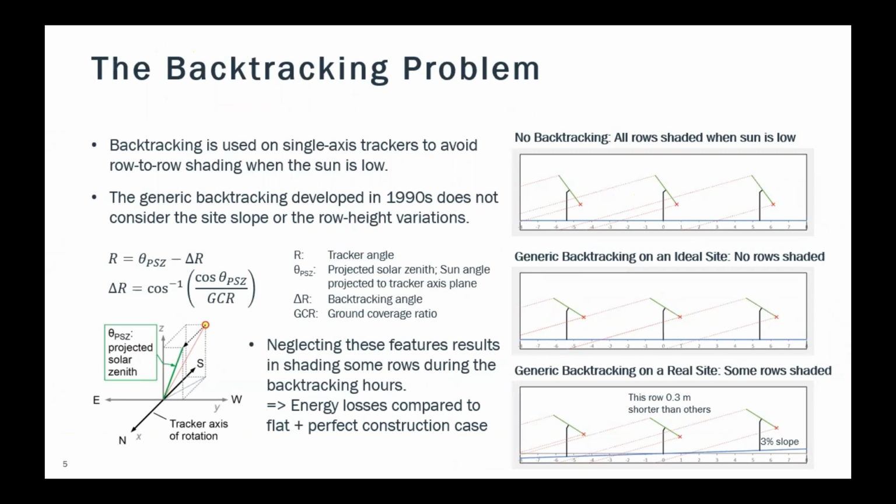However, this generic model doesn't consider the site slope or row height variations. When I say row height variations, I'm generally talking about construction tolerances from row to row. So using this generic model on a site that's not perfectly flat or has construction errors can result in shading losses. And I wanted to just note here that at Array we have a term, projected solar zenith, which is equivalent to the true tracking angle, but you'll see that in a couple of the slides.